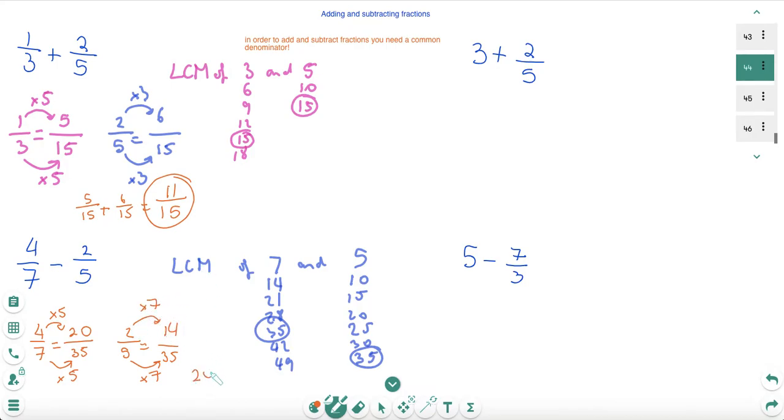So we can do 20/35 plus 14/35. 20 plus 14 is 34 over 35. And that's our answer.